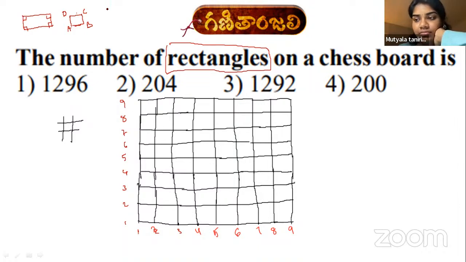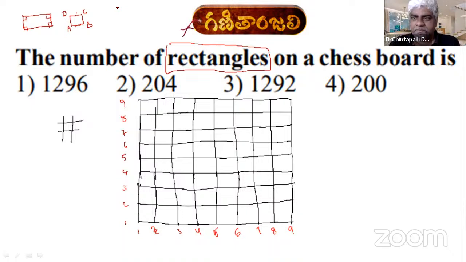In some questions, it should be mentioned as the number of rectangles which are not squares. If it is mentioned that way, then we should not consider a square as a rectangle. But technically, every square is also a rectangle. Agree? Yes.